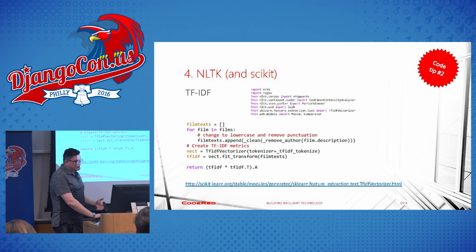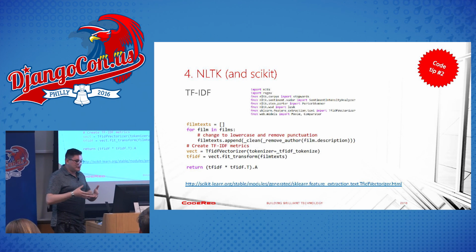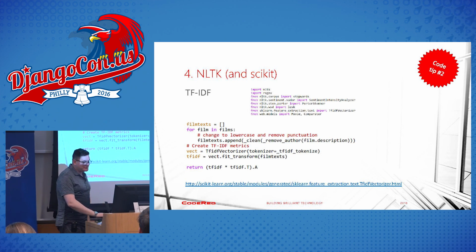So the first thing you need to do, of course, is clean all the stop words, punctuation, etc. out, and get it into a pure list of words, essentially. And we're doing that on our film descriptions. And then we just run them through the vectorizer.